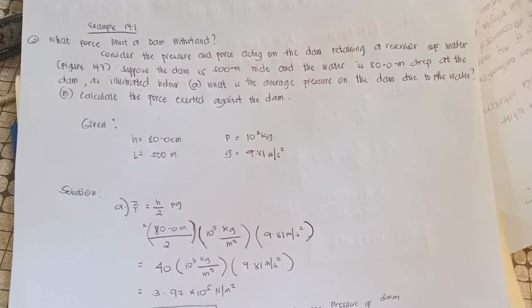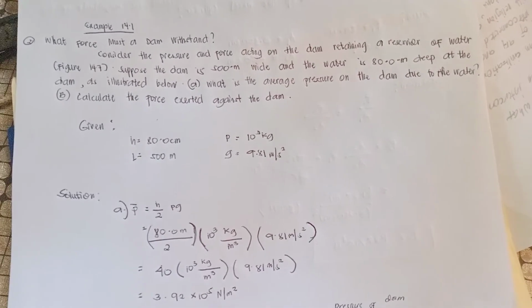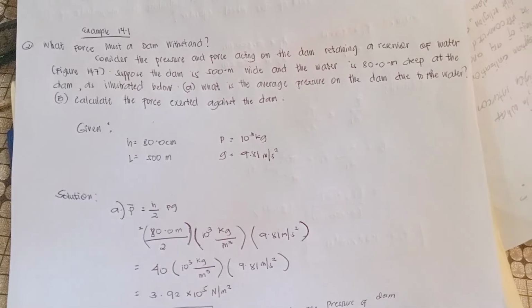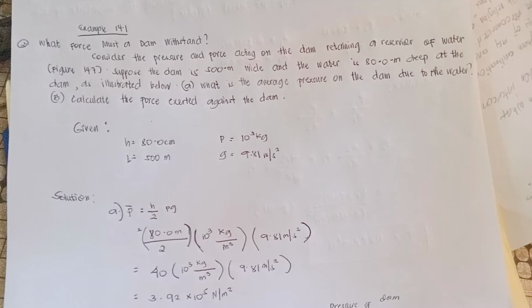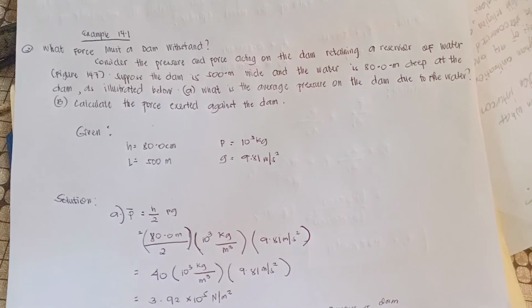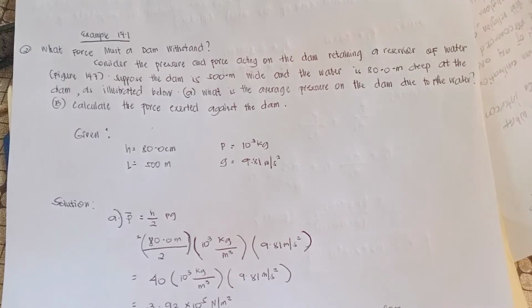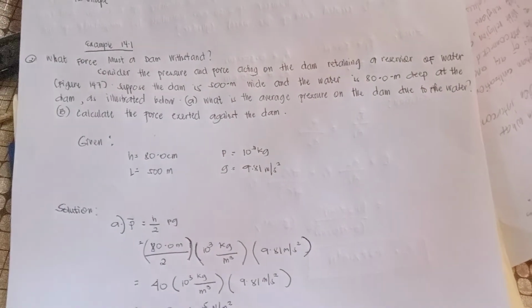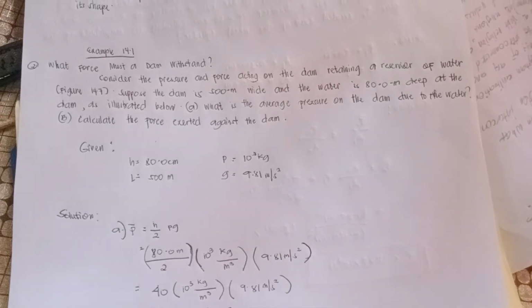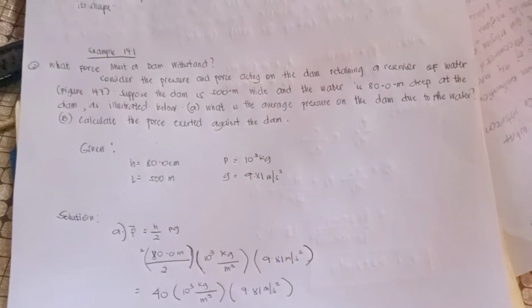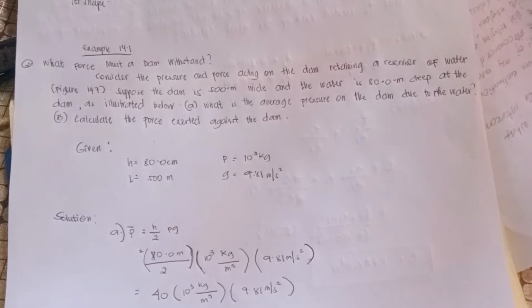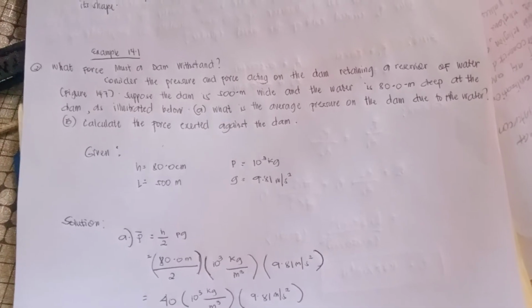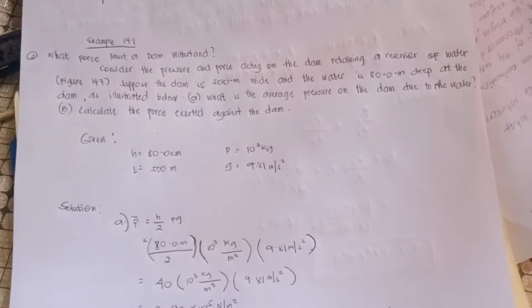So, continuation, the problem set number 2, example 14.1 rather. What force must a dome withstand? Consider the pressure, the force acting on the dome retaining a reservoir of water, figure 14.7. Suppose the dome is 500 meter wide and water is 80.0 meter deep at the dome, as illustrated below. A, what is the average pressure on the dome due to the water? And for B, calculate the force exerted against the dome.